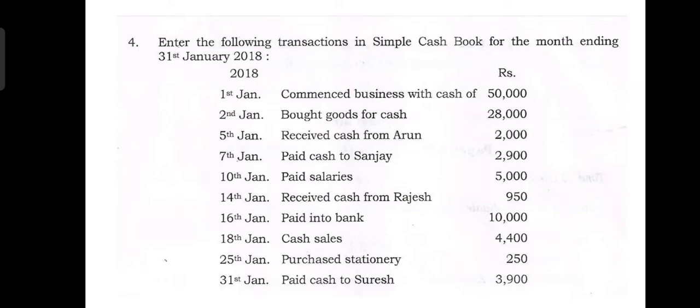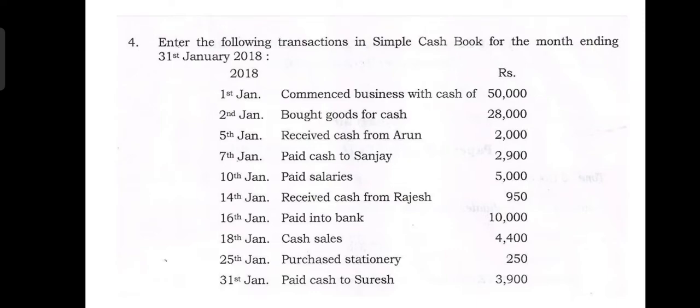The actual receipts of cash under receipt side, the actual payments of cash under payment side. So these points you should keep in mind at the time of preparation of cash book. Now let us see these particular transactions. This is given at the end of 31st January 2018. So these are all the transactions related to January 2018.